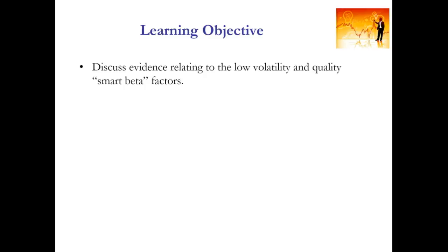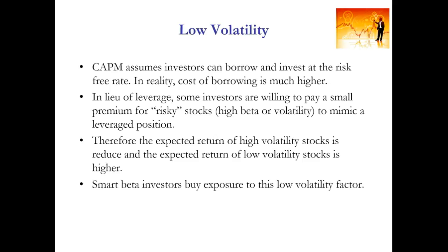Thus far we've looked at momentum and value investing, but there are a range of other factors that can be used by investors that align with various different investment philosophies in terms of how investors view markets working. In this learning objective, we're going to look at both the low volatility and the quality smart beta factors, both of which are often used in conjunction with value investing. Low volatility first of all.